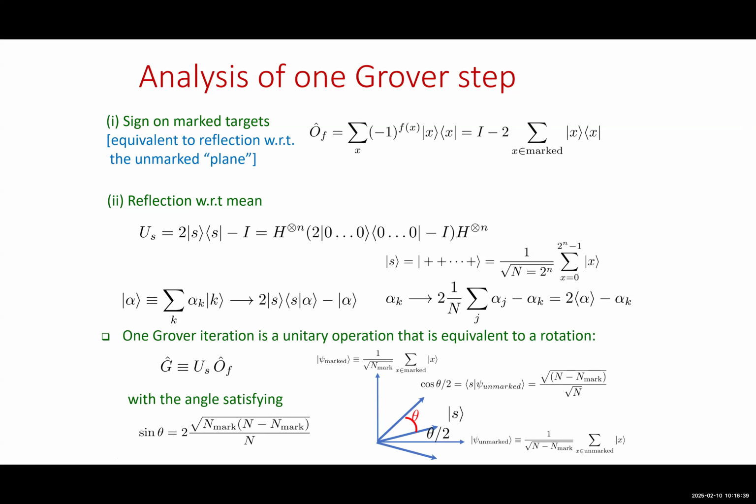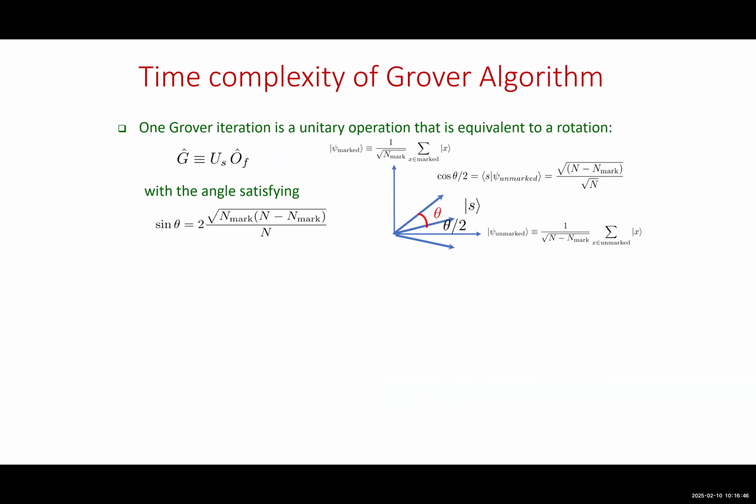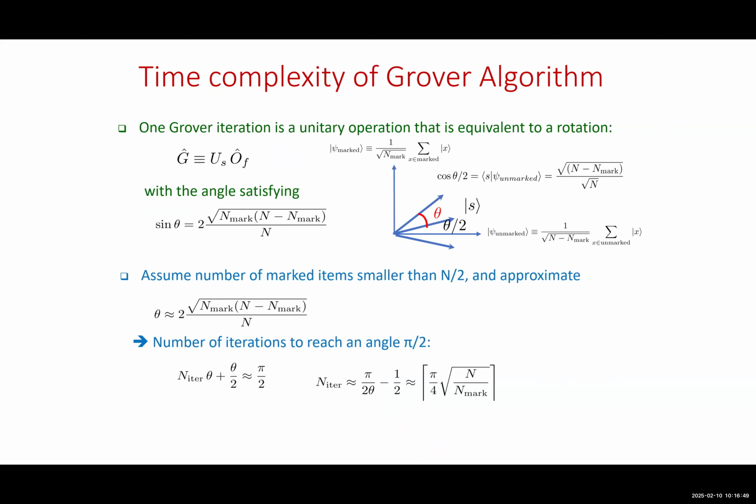In order to know the axis, you need to measure the expectation value and then extract the axis. But this is for a large number of items, and if you can consider the angle small, then you get a quadratic speed up. And the example of 4 items, 1 marked, it is exact: in 1 step you'll get that.